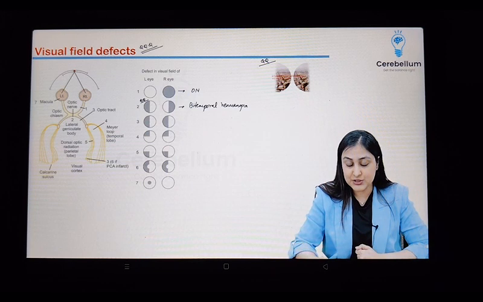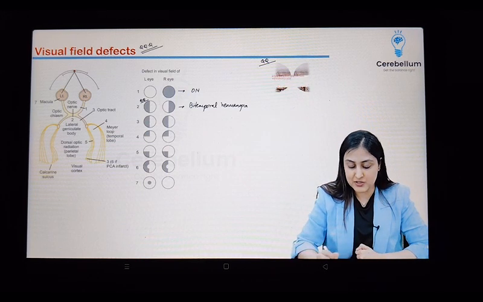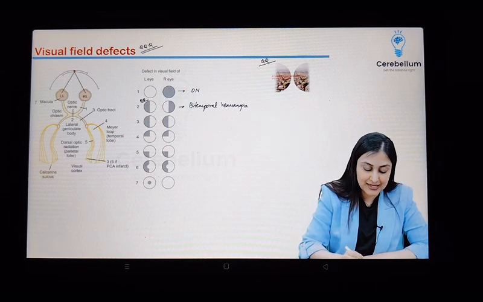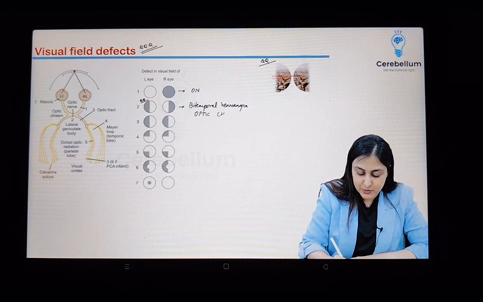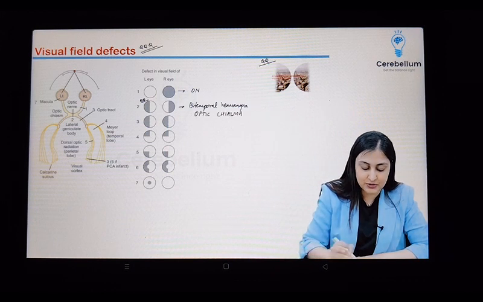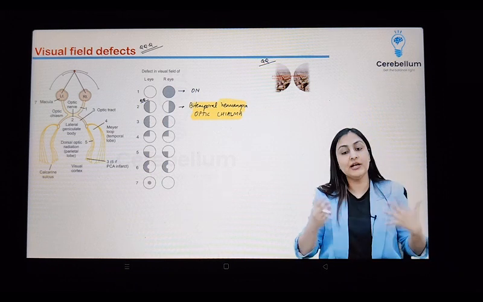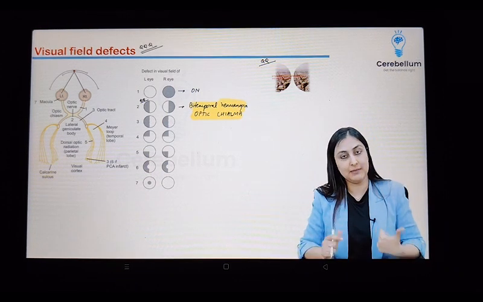If somebody tells you that I can't see the two temporal aspects, I can only see the nasal fields, you localize it to optic chiasma. The most important thing from this, the easiest thing to remember, is that both the nasal fibers are crossing. Okay, so this is bitemporal hemianopia.